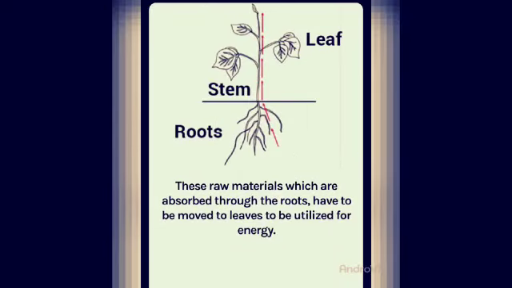Now you can see in this picture, the red marking is going upwards. What is it showing? These raw materials which are absorbed through the roots have to be moved to the leaves to be utilized for energy. As you know, the process of photosynthesis takes place in the leaf. So it is necessary that the raw materials for making food go up to the top portion of the leaf.